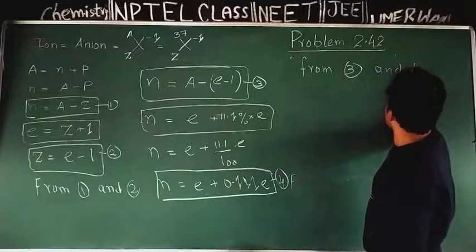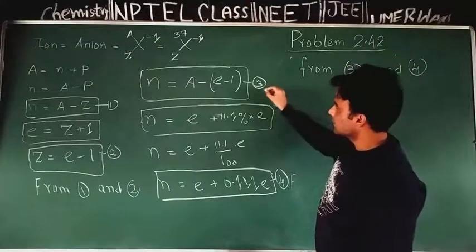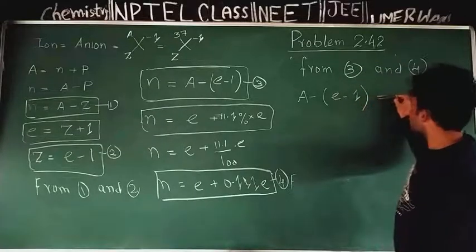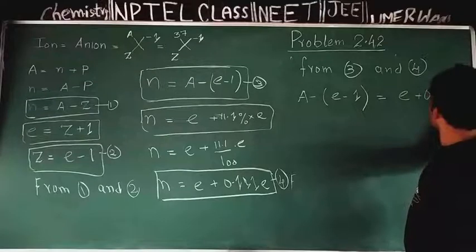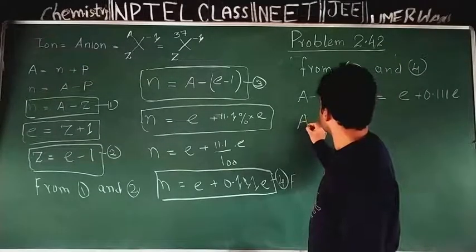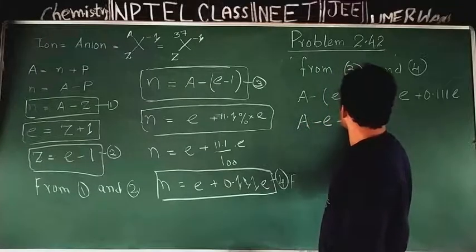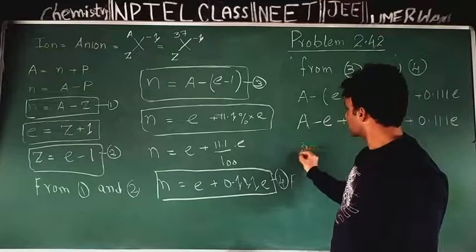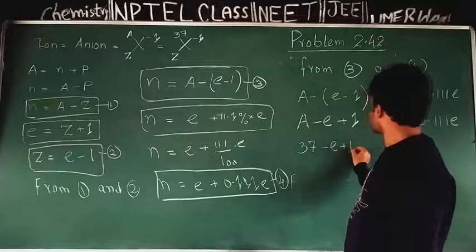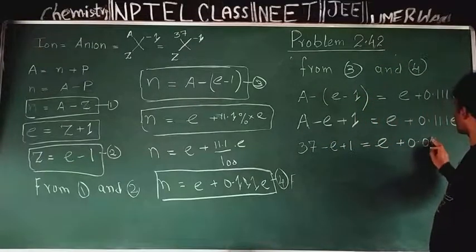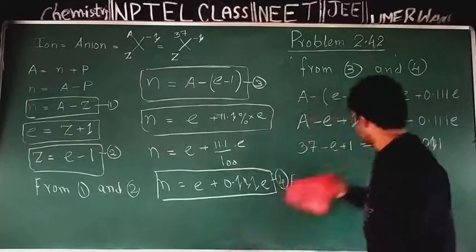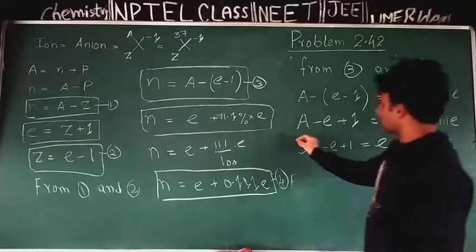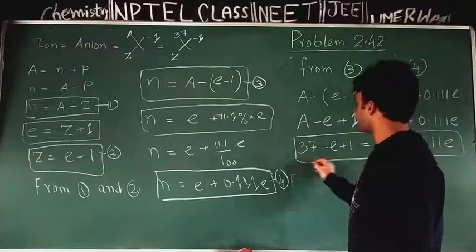From the 3rd and 4th, I may write: A minus E plus 1 is equal to E plus 0.111 E. Now the mass number A is given in the question, 37. So 37 minus E plus 1 is equal to E plus 0.111 E. Now this is the final equation from where I can find the number of electrons.